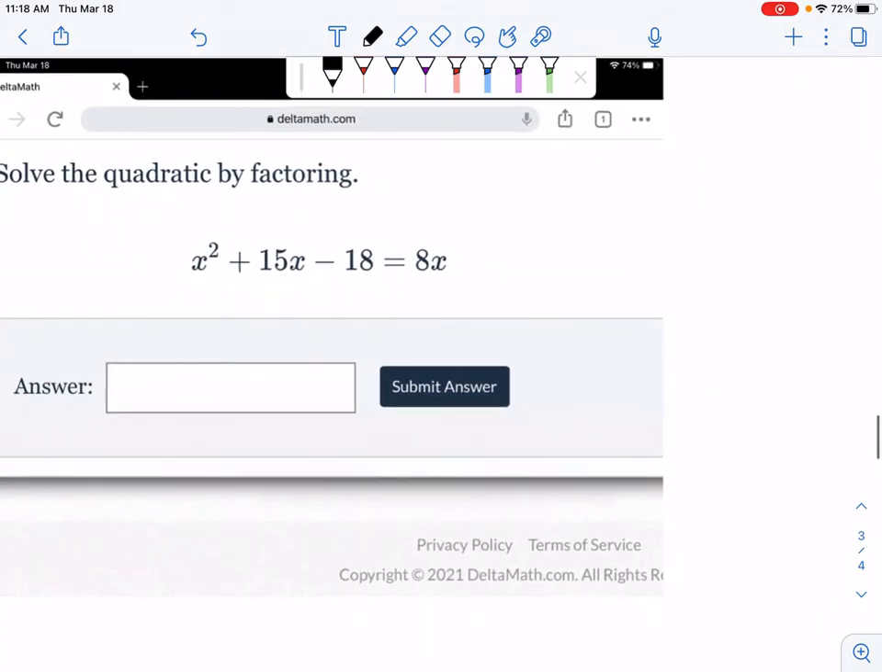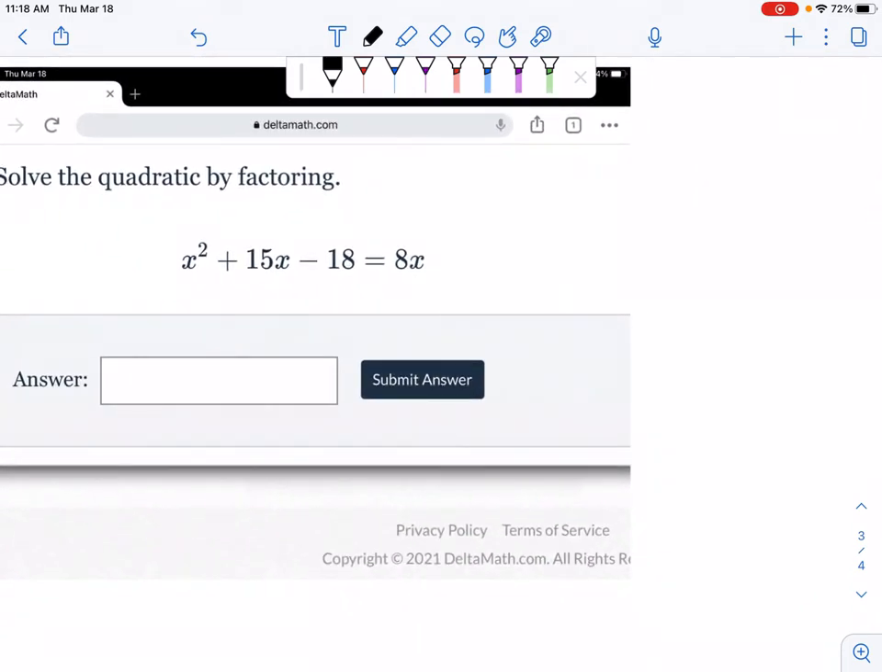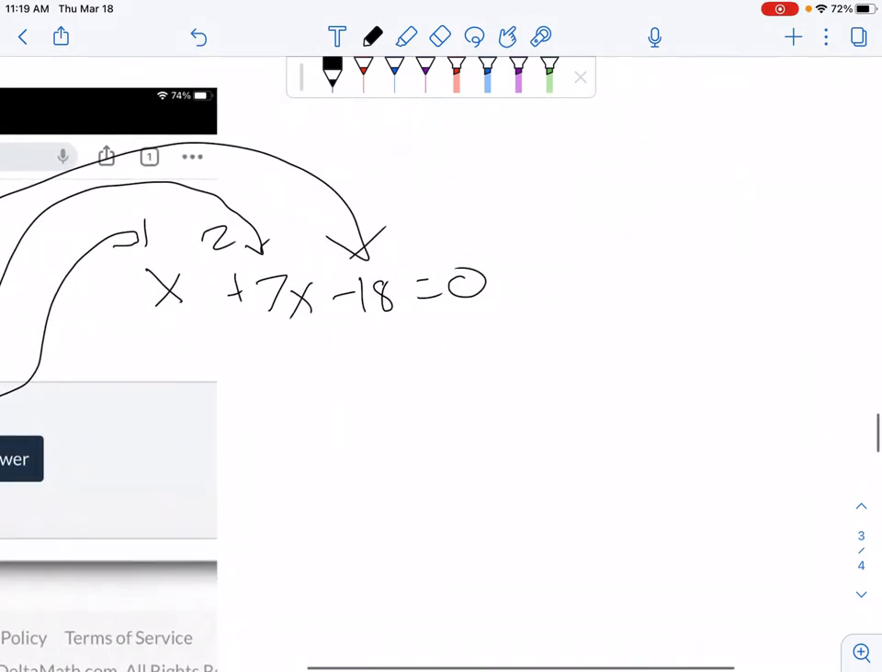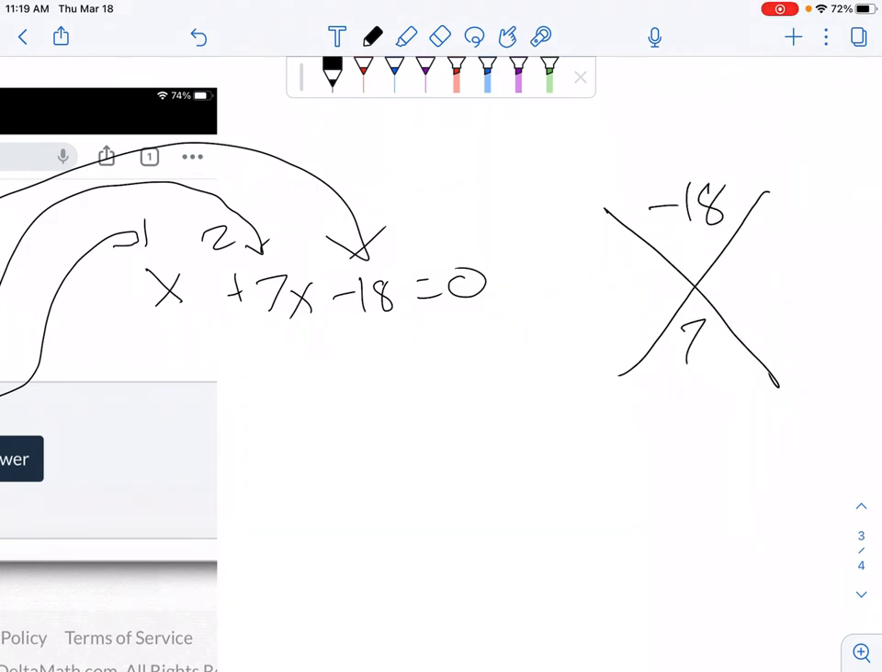All right, we're just continuing to practice this. For this one, I need it to say equal 0, so I'm going to move this 8x by subtracting it to both sides. X squared's not changing. 15x minus 8x makes positive 7x, and negative 18 doesn't change, so minus 18. Now that it says equals 0, I'm going to put my negative 18 on top, my positive 7 on the bottom, and that would be a positive 9 times a negative 2.